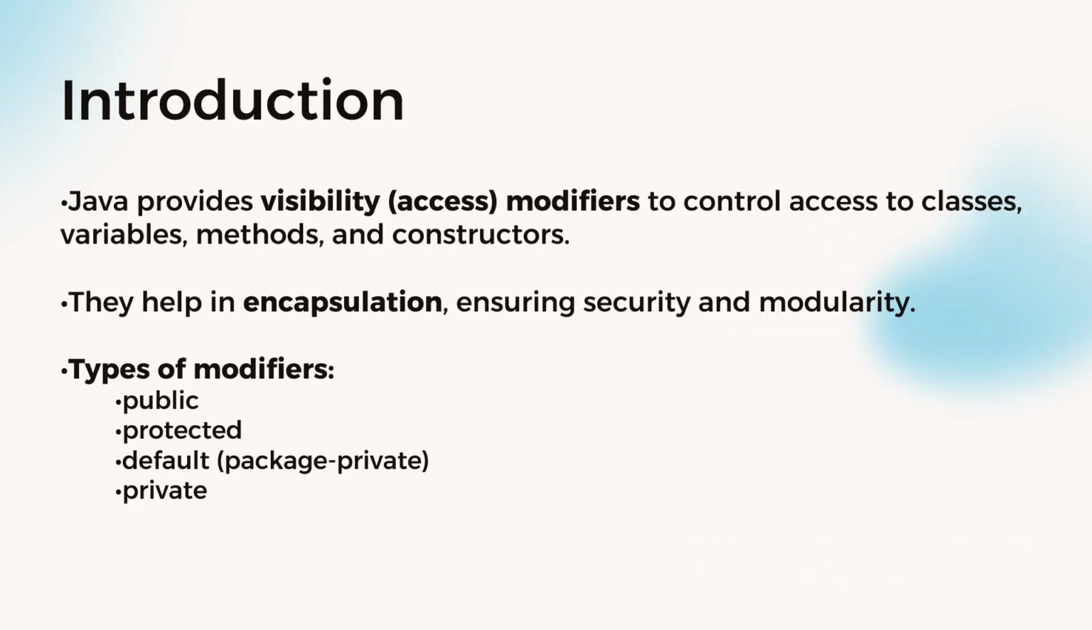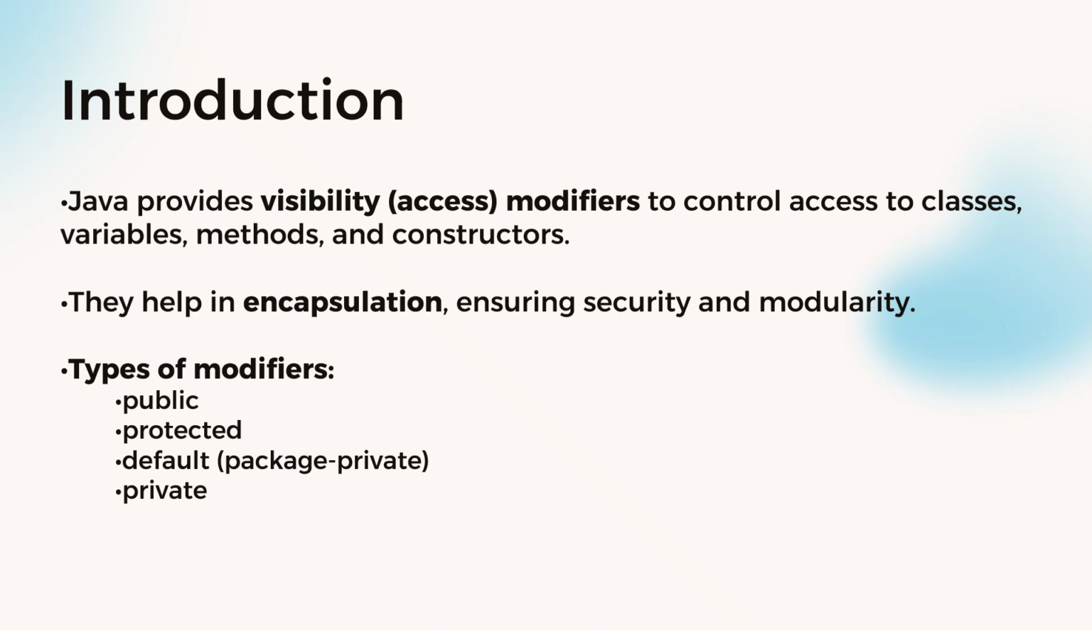So, what are visibility modifiers? In Java, these are keywords that set the access level for classes, variables, methods, and constructors. They are crucial for implementing encapsulation, which is a core principle of object oriented programming. By controlling visibility, we enhance security by hiding sensitive data and create modular and reusable code.